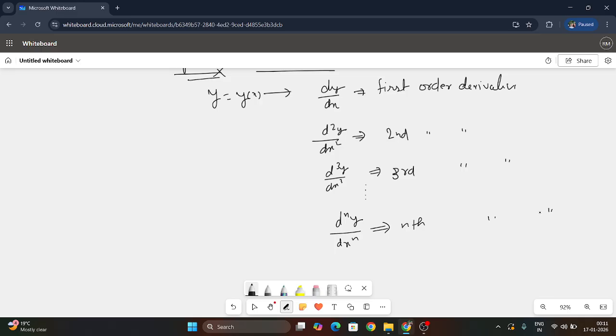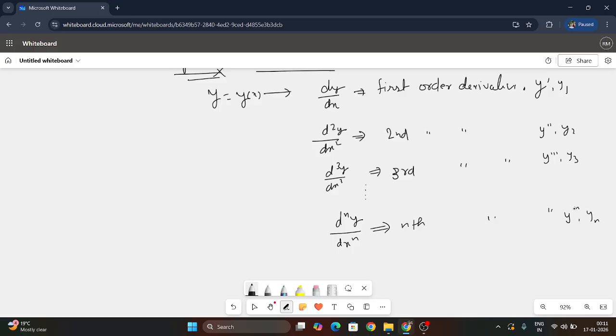This is a simple thing: differentiate and get the answer. Sometimes there are differences of notation in different books. For the first order, dy by dx is one notation, and sometimes we use y dash and sometimes y1. Sometimes we use y double dash and sometimes y2. Similarly, sometimes y triple dash and sometimes y3. Similarly, y power n.